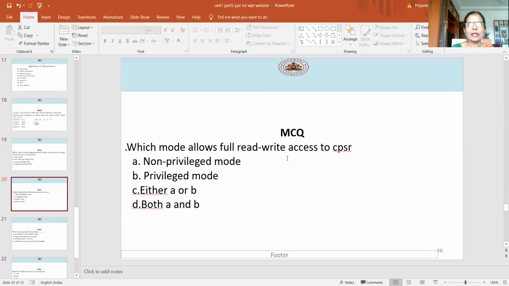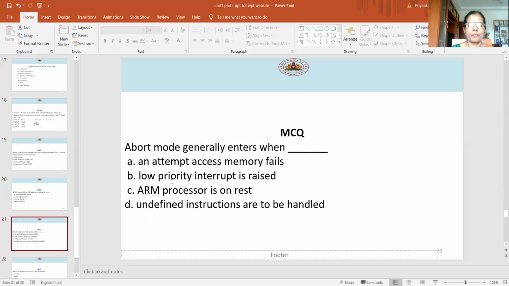Which mode allows full read and write access to CPSR? Privileged or non-privileged? Privileged mode gives full read and write access to CPSR. Non-privileged mode will not give full read and write access to CPSR. The answer is option B. Abort mode generally is entered when an attempt to access memory fails. Whenever you try to access the wrong memory, the processor enters abort mode. So the answer is option A.